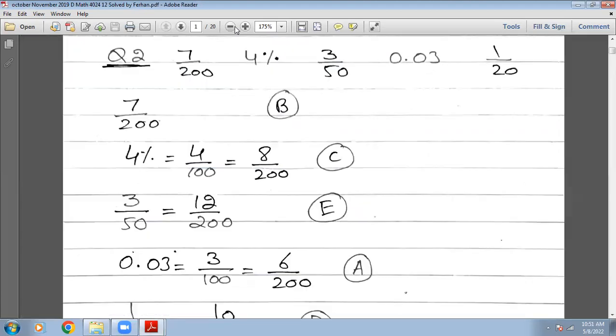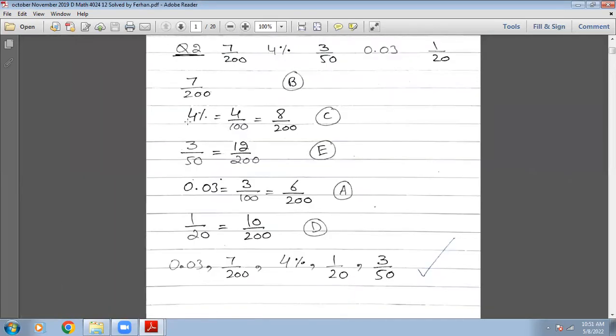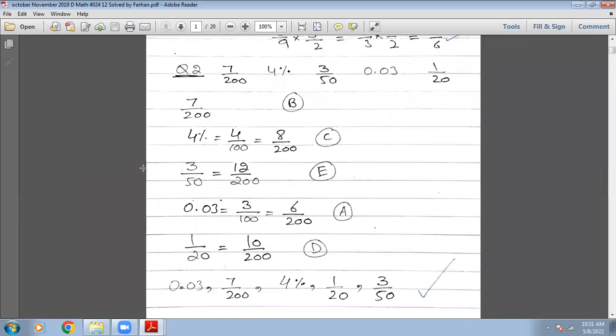Okay, so on your screen, I hope this is visible. 7 by 200 is good to go. 4% means 4 by 100. Then multiply upstairs, downstairs with the 2. You will have 8 by 200. Then you have 3 by 50. Multiply upstairs, downstairs with the 4. You will have 12 by 200. You have 0.03, that's 3 by 100. Multiply upstairs, downstairs with the 2. So you will have 6 by 200. 1 by 20, upstairs, downstairs, multiply with the 10, you will have 10 by 200.